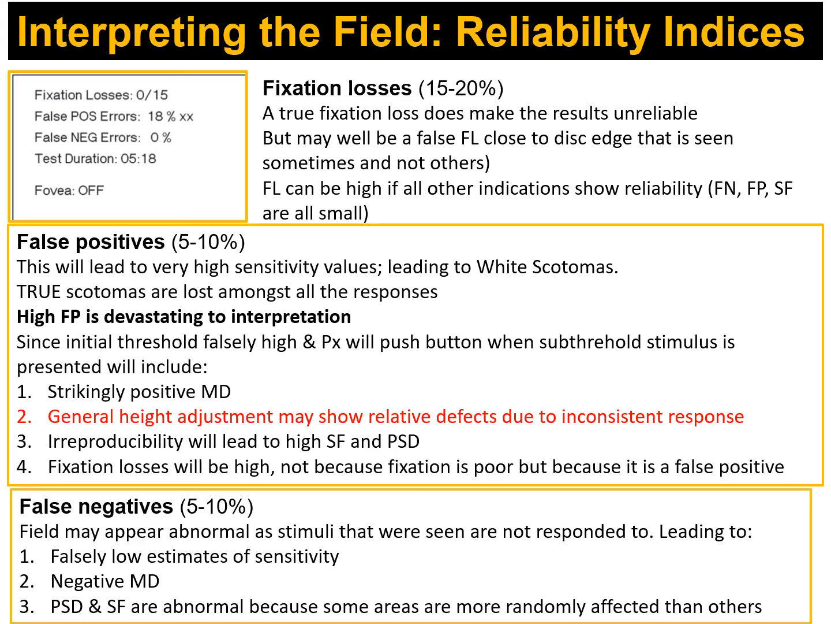False positives, on the other hand, are absolutely devastating. They create white scotomas. Everything's wrong. They're really difficult to interpret. And even when you do a general height adjustment, it shows relative defects simply because of inconsistent response. Fixation losses will be high, but not because they're losing fixation, just because they're pushing the button. False negatives, not quite so bad, but they certainly may appear abnormal as stimuli that are seen are not responded to.